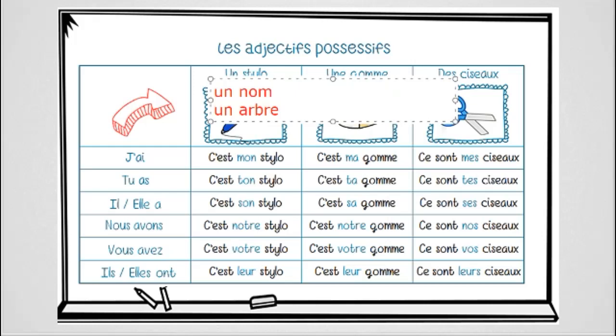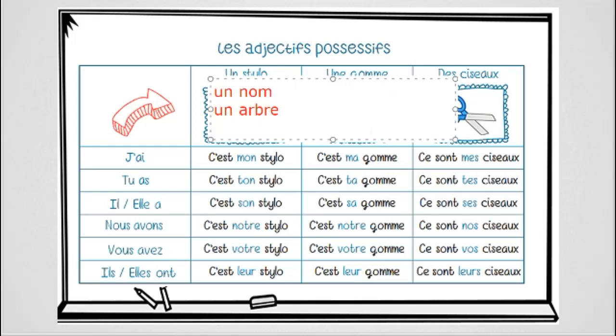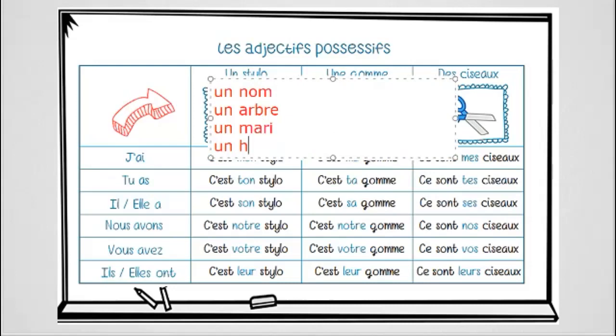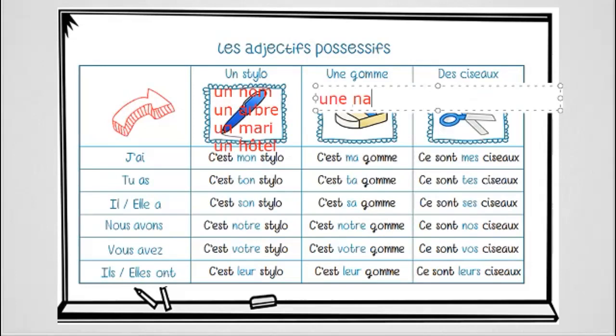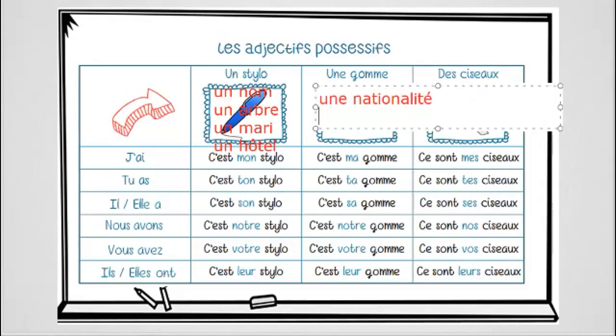Un arbre. Un homme. Un nom. Un mari. Un hôtel. Okay. And this I will say, okay, I'm doing une nationalité. Une nationalité. Une amie. Une amie.